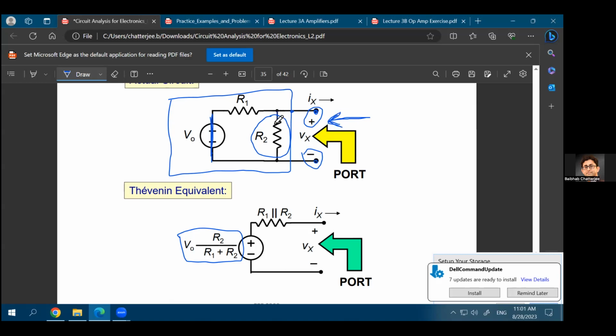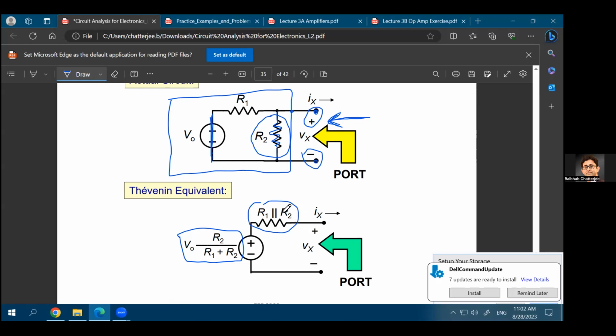What do you see looking into this port from the right hand side? You see a resistance R2 and you see a resistance R1 in parallel, because you have shorted this voltage source out. So the resistance that you see looking from the right hand side into this port is basically R1 in parallel with R2, and that's your Thevenin equivalent resistance.